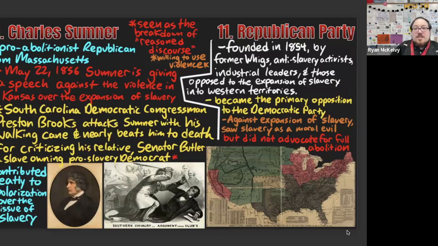And in the middle of his speech, this cousin of that senator gets up and starts beating Charles Sumner with his cane and nearly beats him to death on the congressional floor before he is stopped. And this is seen as the breakdown of reasoned discourse. Again, Congress is where we're supposed to meet and solve these problems and come to some sort of compromise so it doesn't break out to violence, so there isn't civil war. And this shows that even in the most sacred halls of our country, that's not happening. So it makes the polarization of slavery even worse.